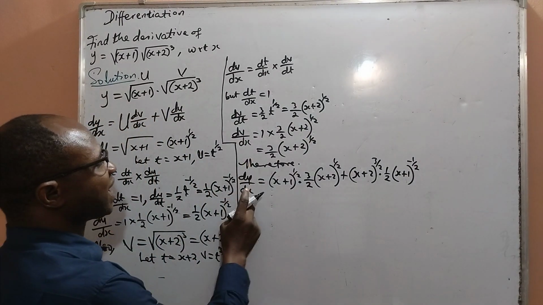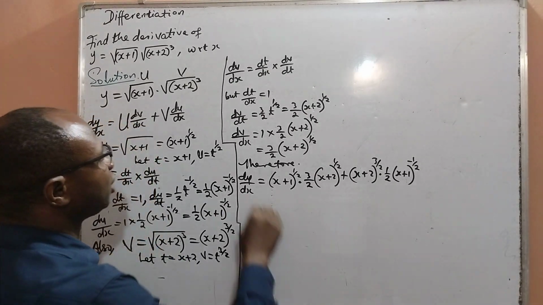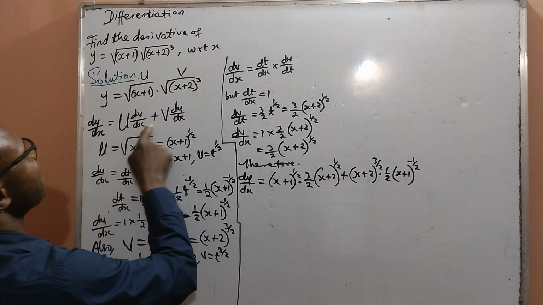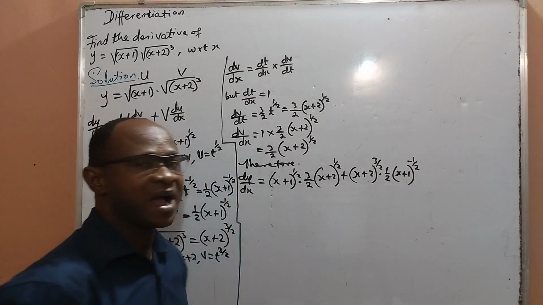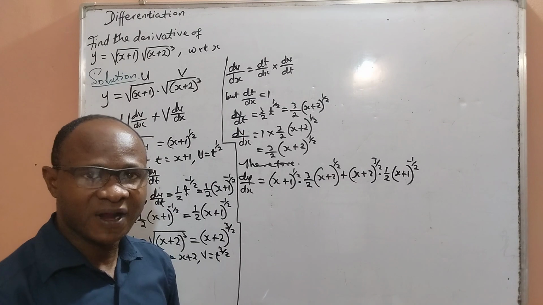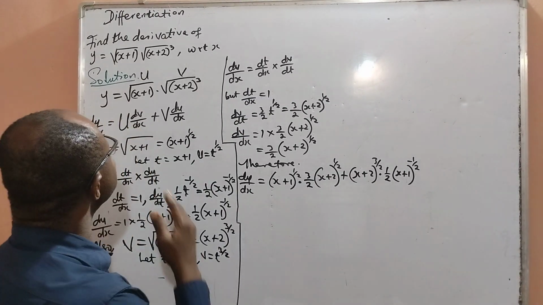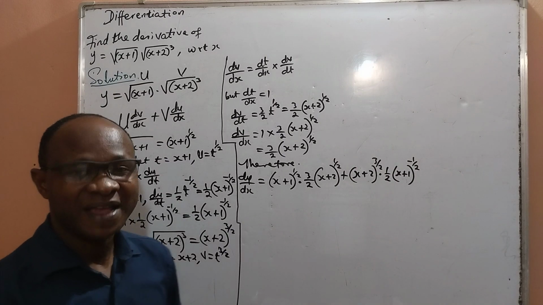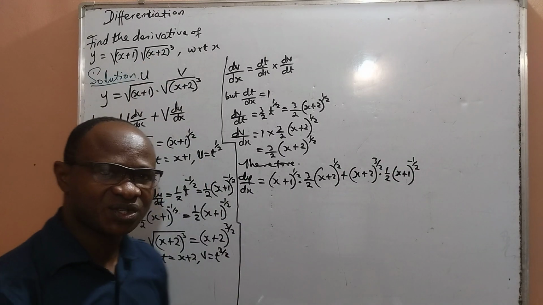Now, this is the dy/dx. I have substituted into the formula u dv/dx plus v du/dx. I can now simplify to get the final answer. You know, math is life. This is differentiation, finding the derivative of the function y with respect to x.